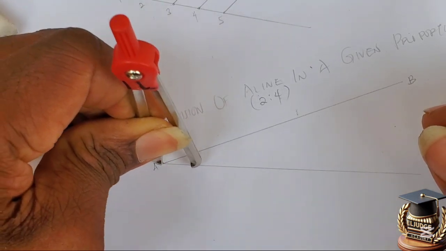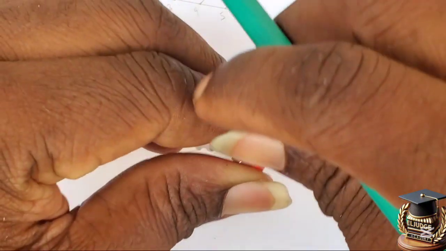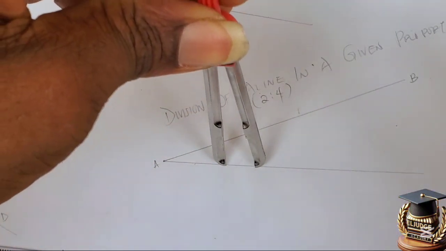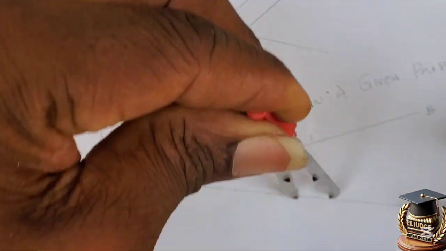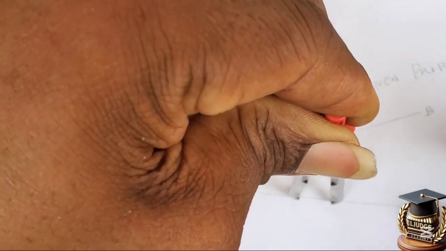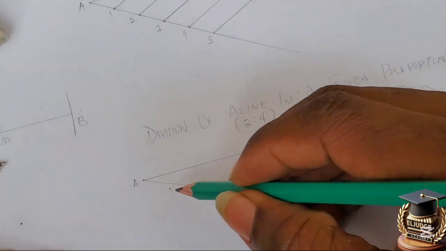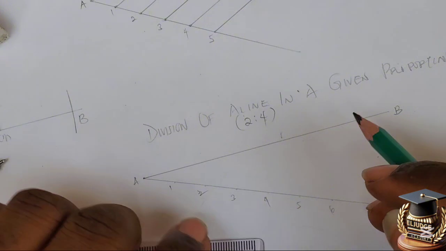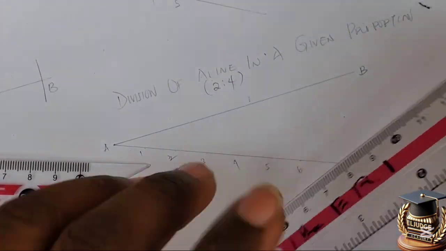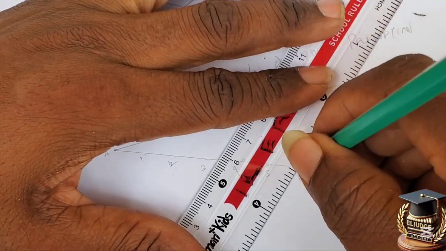1 here, 2, 3, 4, 5, 6. So we have 1, 2, 3, 4, 5, 6. You join the point 6 to point B. Join point 6 to point B.